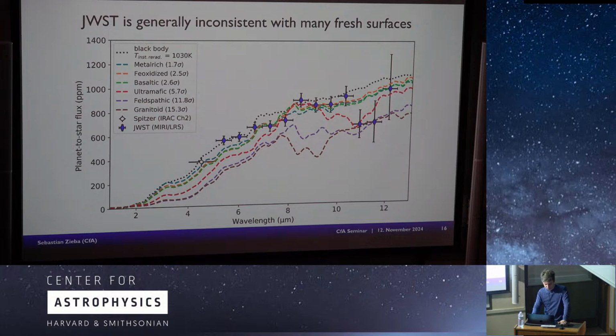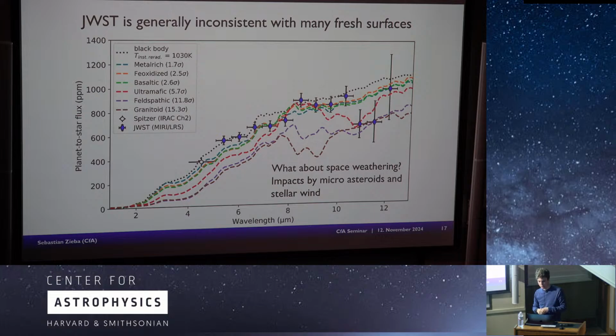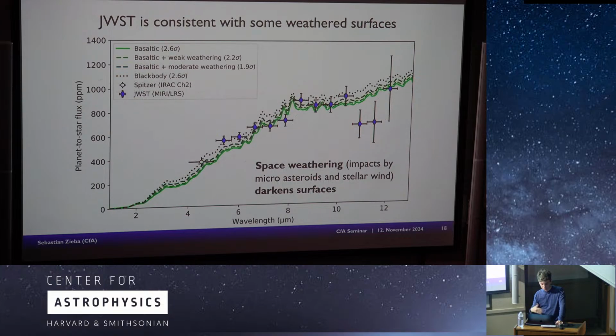But in the end, you have to consider that this planet has no substantial atmosphere. So it is exposed to the stellar wind and to impacts by micro asteroids. And so there is an effect called space weathering, which darkens the surfaces. All of these different surfaces I'm showing here assume that the surfaces are fresh. But if you now consider the space weathering effects, which darken the surface, you can get something like this.